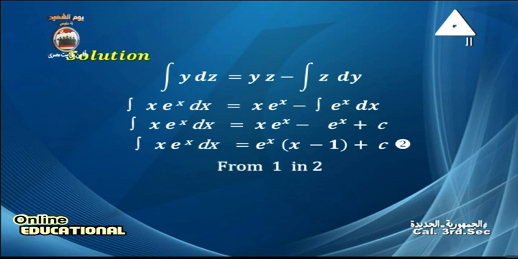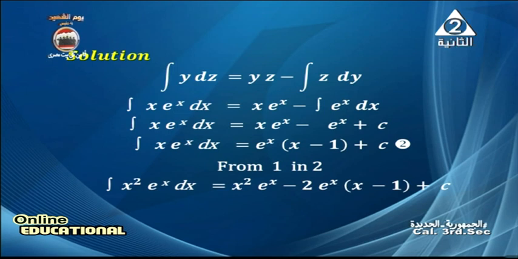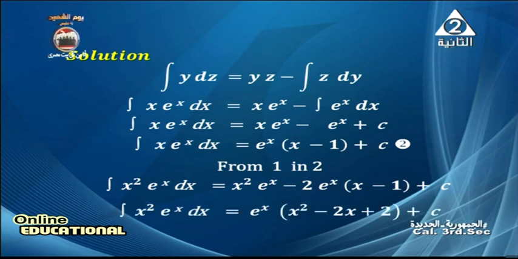From 1 and 2, then integration x power 2 e power x dx equals x power 2 e power x minus 2 e power x multiplied by, between two brackets, x minus 1, plus the constant c. And we can take e to the power x as a common factor from the right hand side. Then the integration of x power 2 e to the power x dx equals e to the power x multiplied by x power 2 minus 2x plus 2.